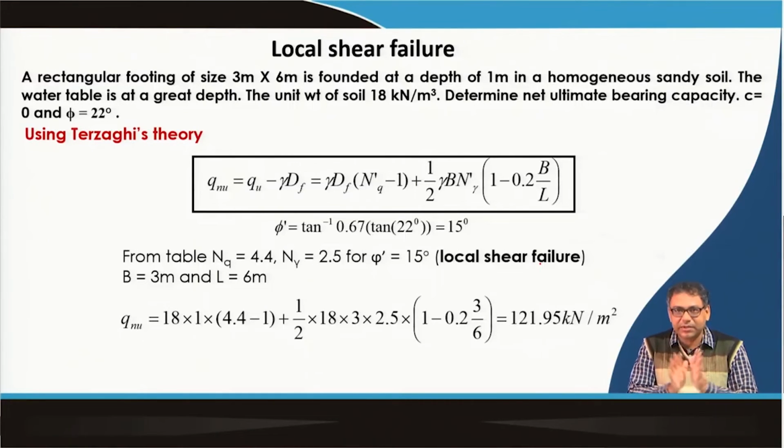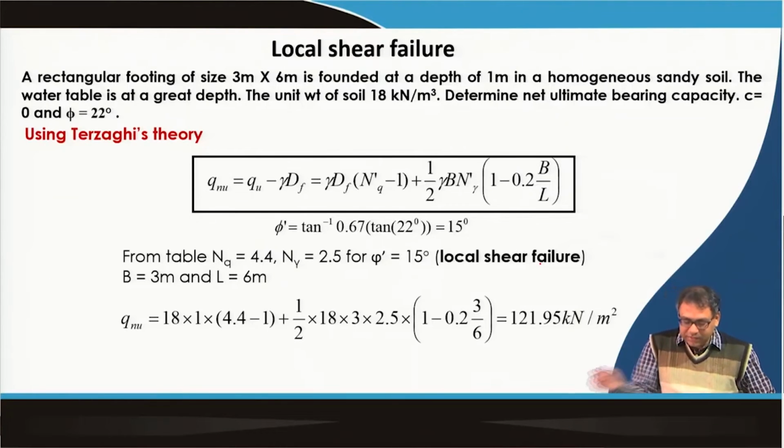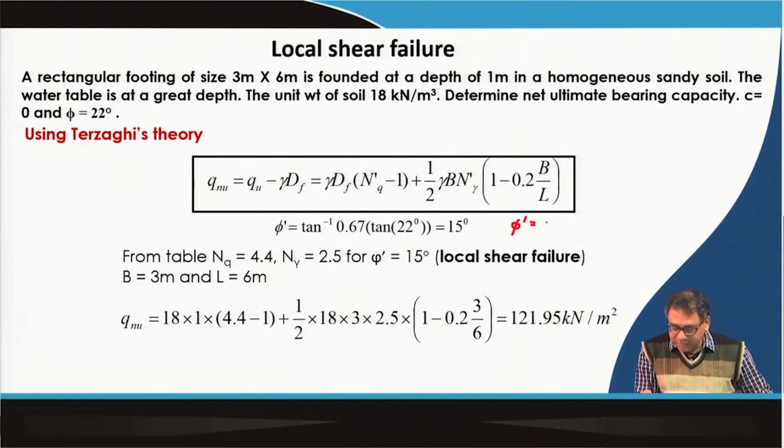As per Terzaghi's bearing capacity theory, we have to take 2/3 of c, but here the c value is 0. So, here we have to modify the phi value. The modified phi is given by this equation: phi dash equals tan inverse of 2/3 of tan phi.